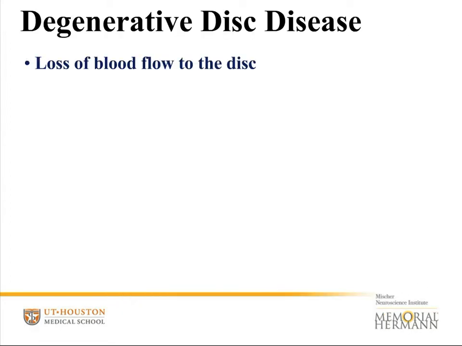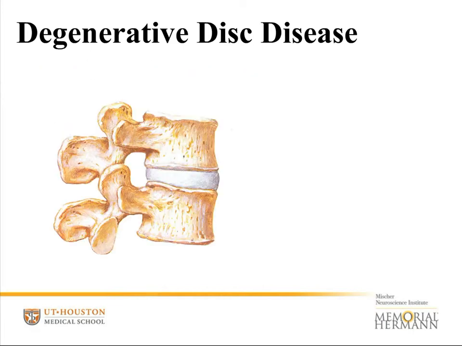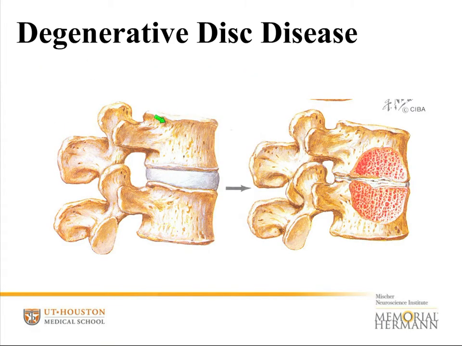Degenerative disc. This actually occurs when there's a loss of blood flow to the disc, there's loss of water content in the disc, which unfortunately happens as everybody gets older, and the disc space collapses, which leads to bone-on-bone contact, which is what this picture here shows.